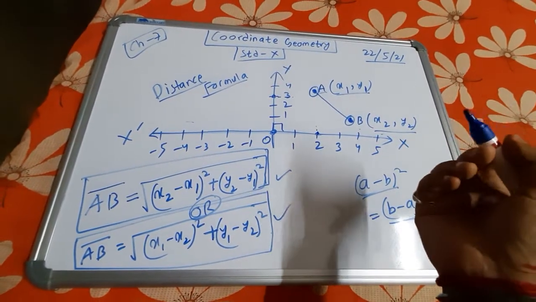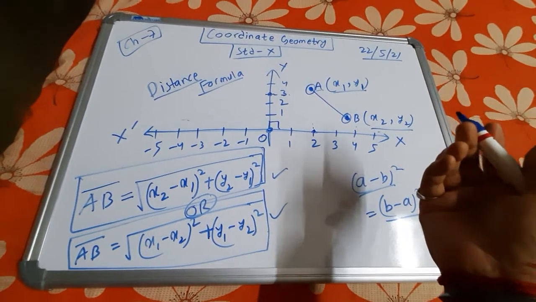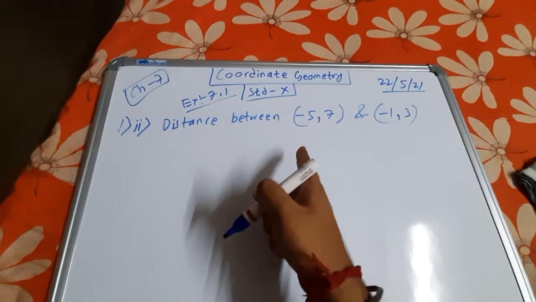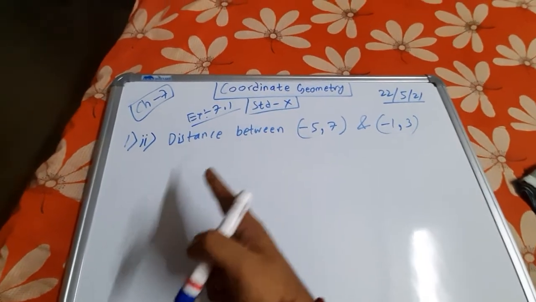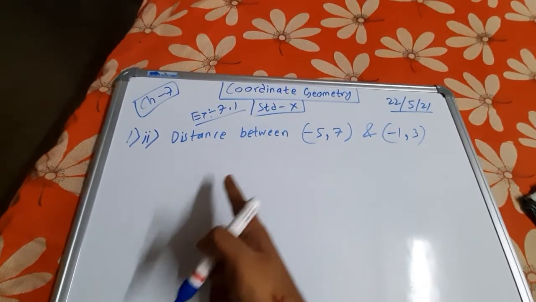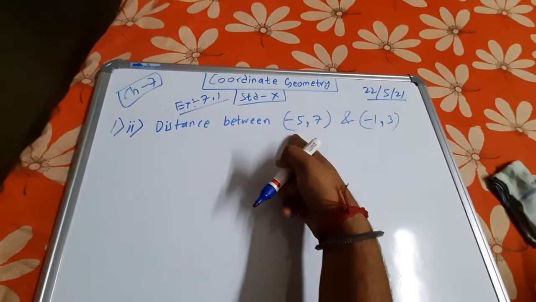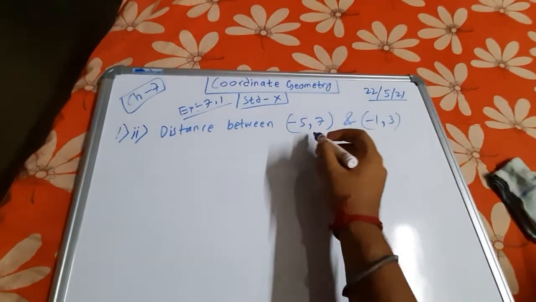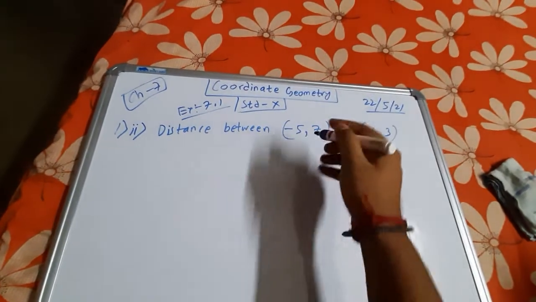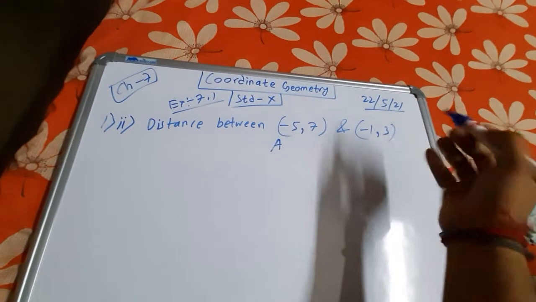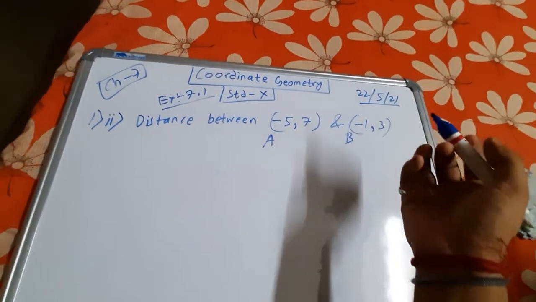Now we'll be taking one sum from your exercise and we'll be solving that sum to see how to solve this type of sum. Okay, so I have taken a sum from exercise 7.1, sum number 1 part 2. It asks you to find the distance between these 2 points, (-5, 7) and (-1, 3). Let this point be A, and let us just consider this as point B.